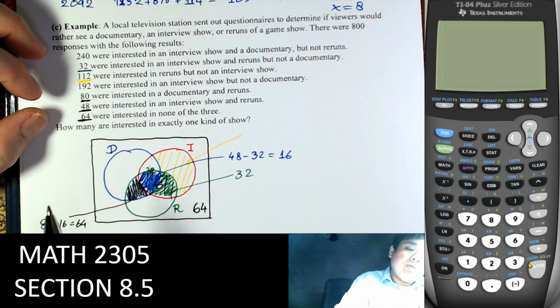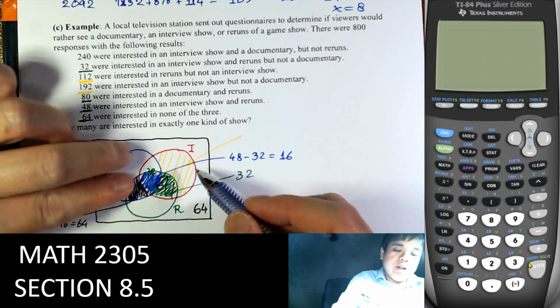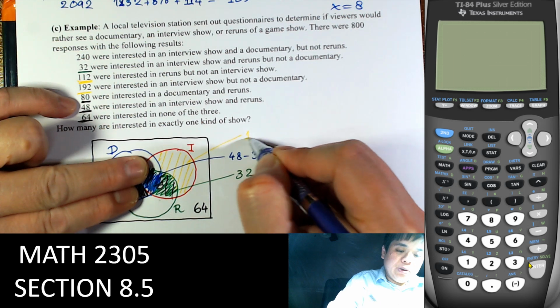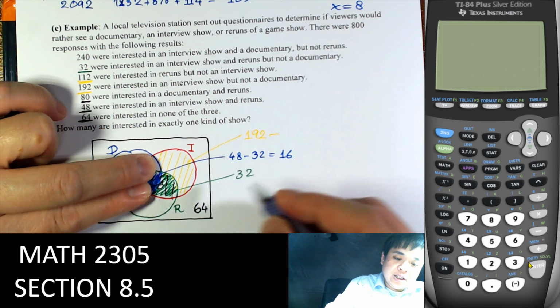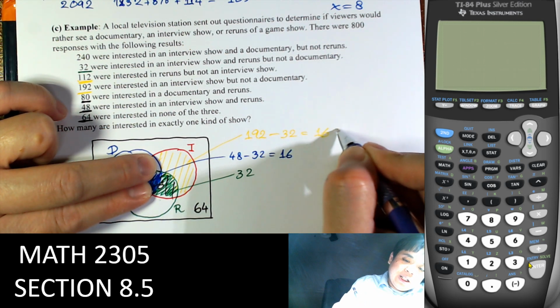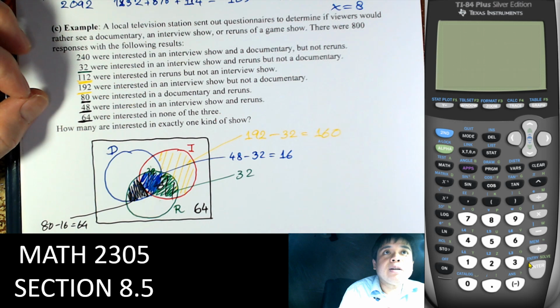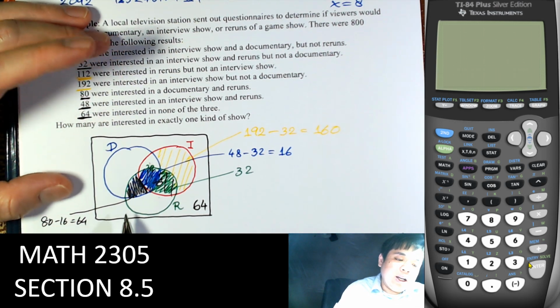Sorry, I underlined the wrong one. In the interview show, but not documentary. So this is 192. Subtract the part that is here, 160. We still don't have that part.